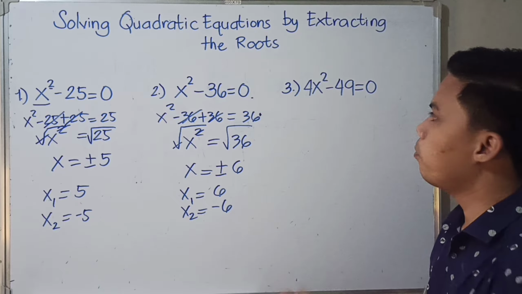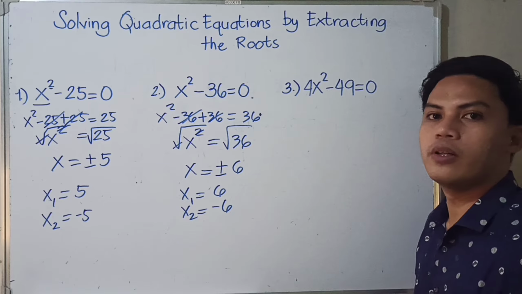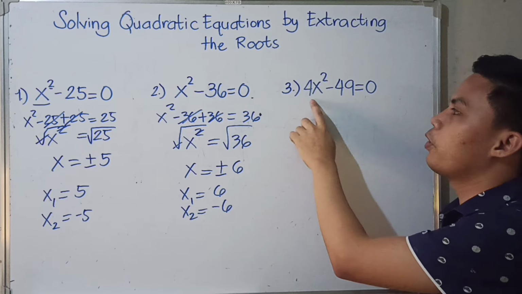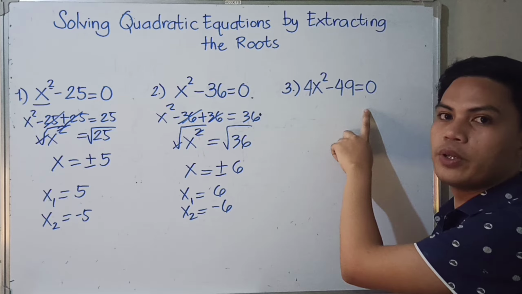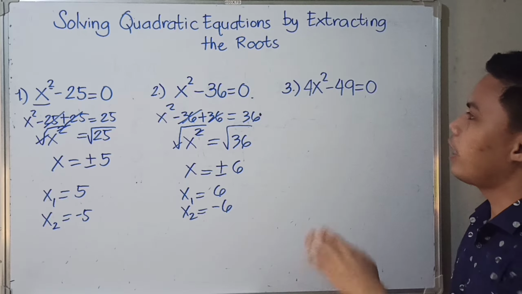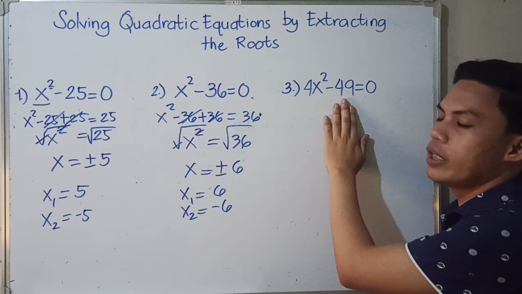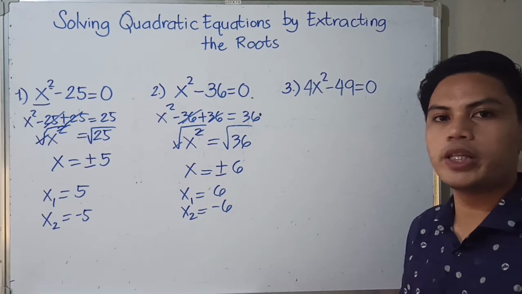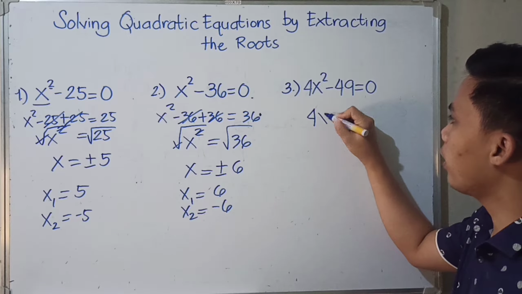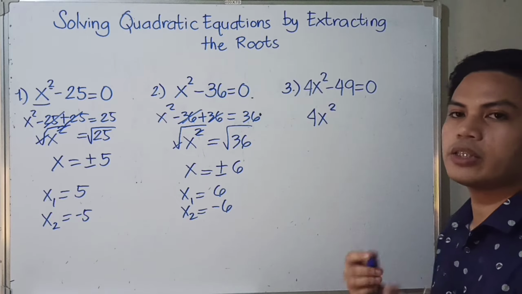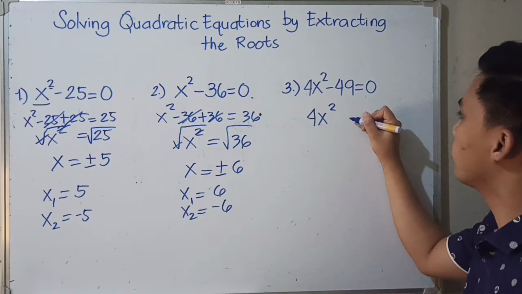Okay. How about ang third example? So, yung binigay na problem is 4x squared minus 49 is equal to 0. Okay, again, i-isolate natin si x squared. Pwede natin i-transpose si negative 49 sa right side ng equation. So, you will have 4x squared. Again, pwede natin siyang i-shortcut.